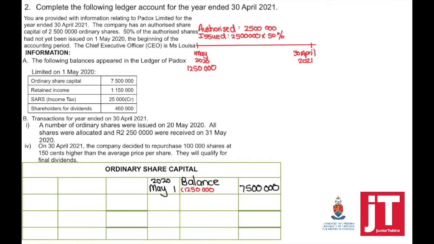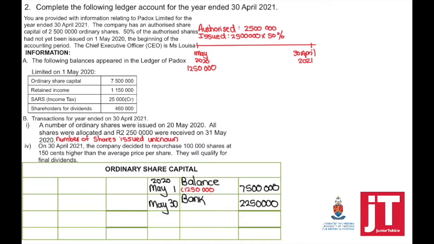So you will see that right throughout the activity, I'm going to show the number of shares in a different color. Transaction number 1, a number of ordinary shares were issued on 20 May 2020. All shares were allocated and 2,250,000 were received on 31 May 2020. This means that our bank is debited and ordinary share capital is credited. But now the number of shares in issue is unknown. I don't know. They didn't provide it to me.